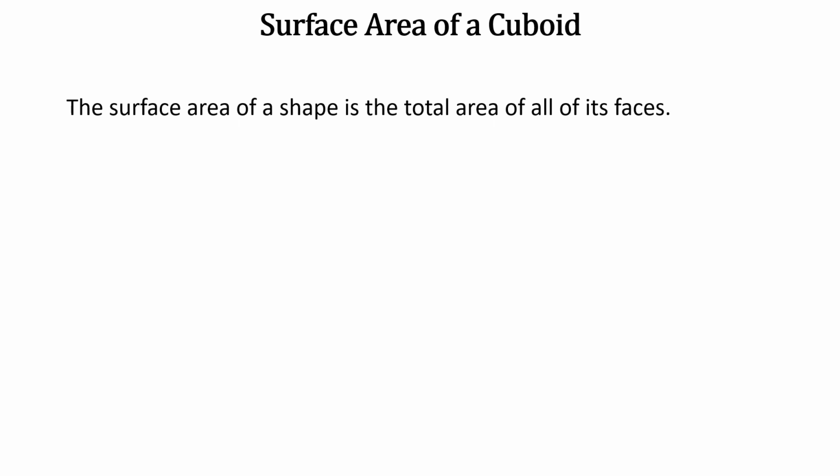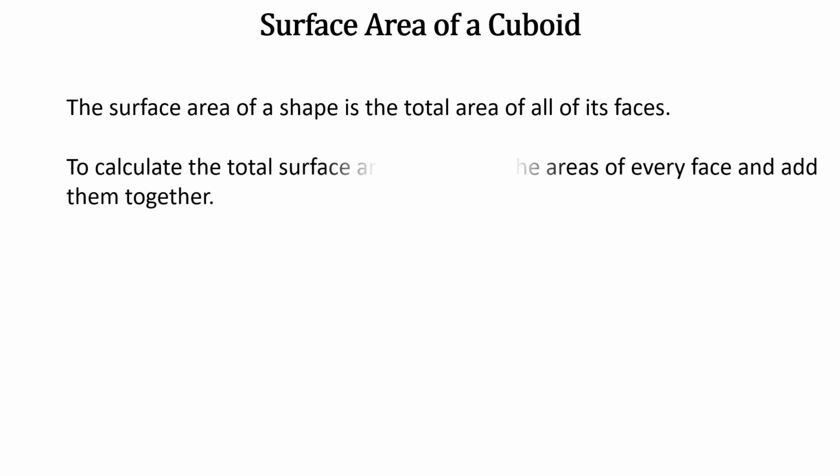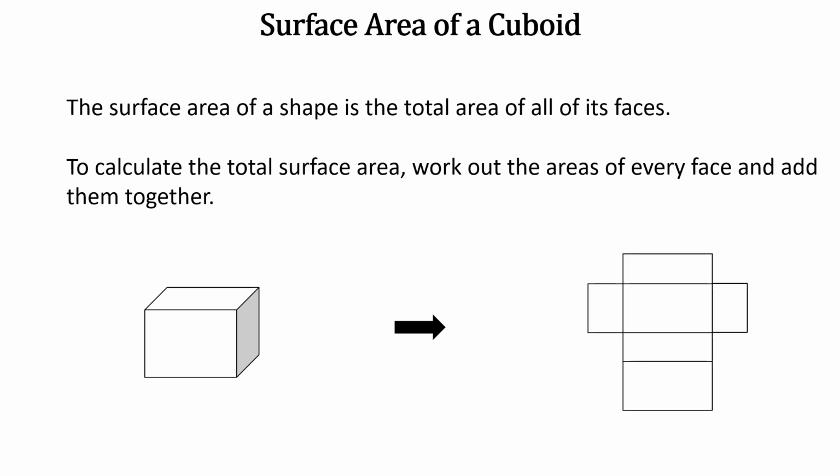The key point is that the surface area of a shape is the total area of all of its faces, and to calculate the total surface area, you need to work out the areas of every face and add them together. So this is a cuboid, and you have to open the cuboid to find each and every shape and then start working out each shape one by one. To understand more about this, let's take an example.